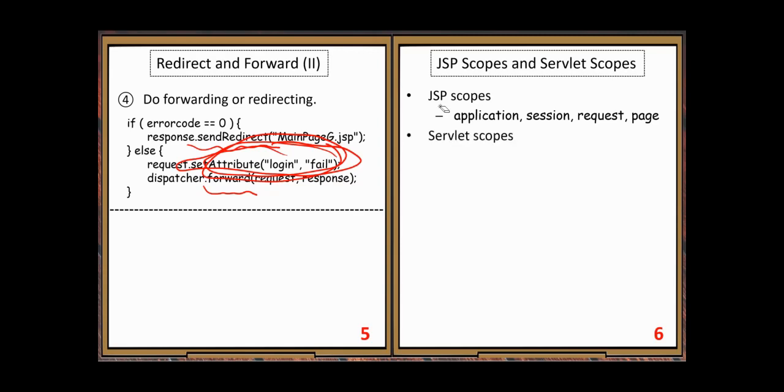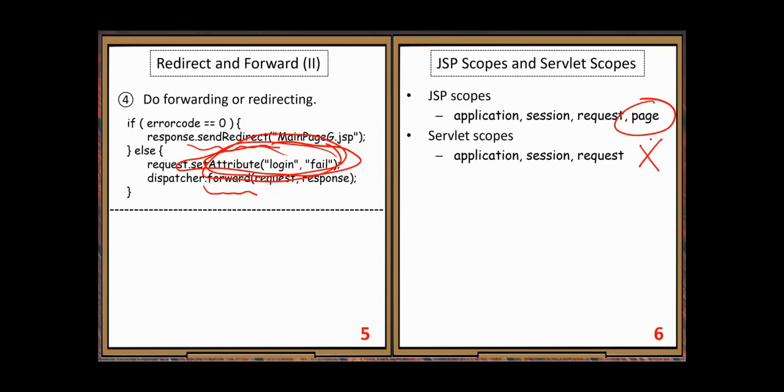Similarly, for servlets, we have servlet scopes. But for servlets, there are only 3 scopes: application, session, and request, because there is no page concept. Only JSP has that page concept. Servlet has no page, so that's why there is no page scope.